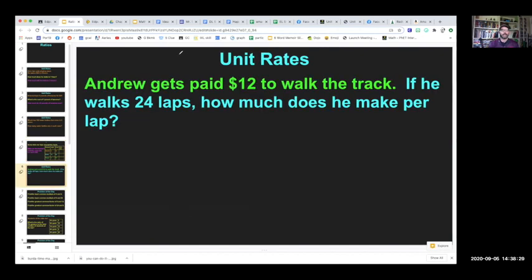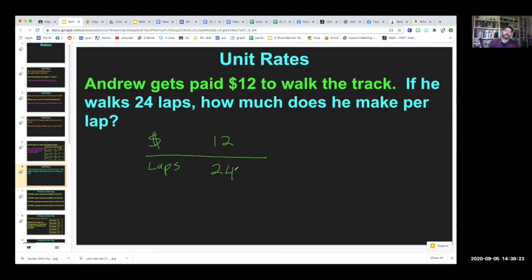Awesome. Andrew gets paid $12 to walk the track. That's pretty good. So if he walks 24 laps, how much does he make per lap? So he did 24 laps and he got $12. 24 laps, $12 for the whole thing. So how much does he make per lap? That means for one lap. So we want to know how much he makes per lap, right? So that means we want dollars on top and we want laps on the bottom, right? Because when it says per lap, we want to know per one lap. So he makes $12 and he did 24 laps.